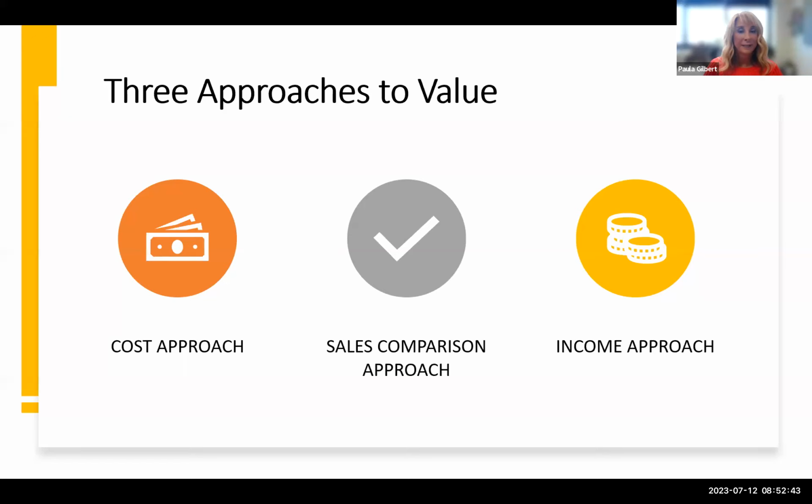We also have the income approach, which is most heavily used for our commercial properties. And then we have the cost approach, which is used for unique properties. Basically, we look at what it would cost to replace the property, less any depreciation that the property might be seeing. Next, we're going to take a look a little more in depth at each one of those.